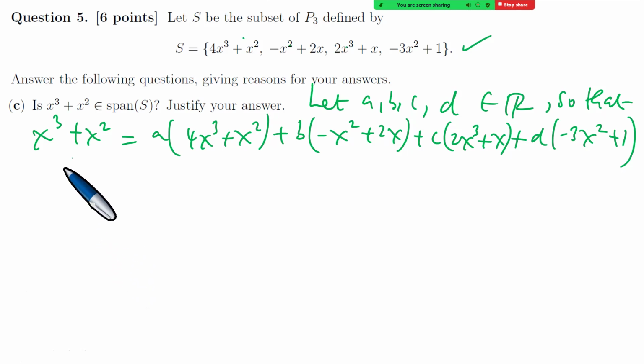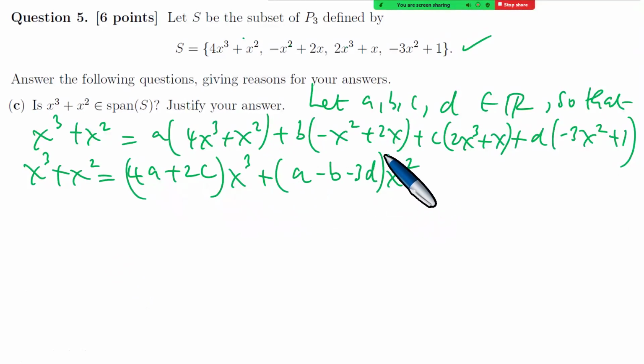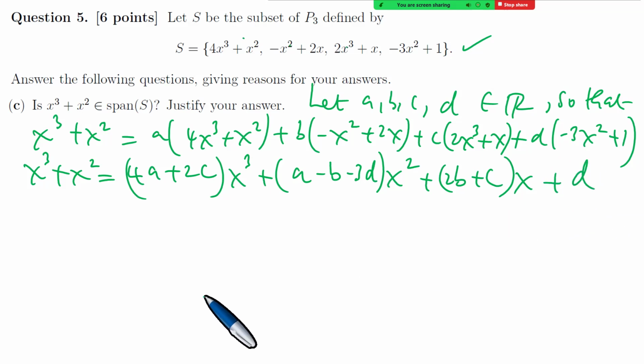So what does this mean? It means that for the cubes, you have 4a plus 2c, multiplying x cubed. For the quadratics, there's a, minus b, and then minus 3d, multiplying x squared. The linear terms are 2b plus c, multiplying x. And the last thing, the constant, is d. Well done.